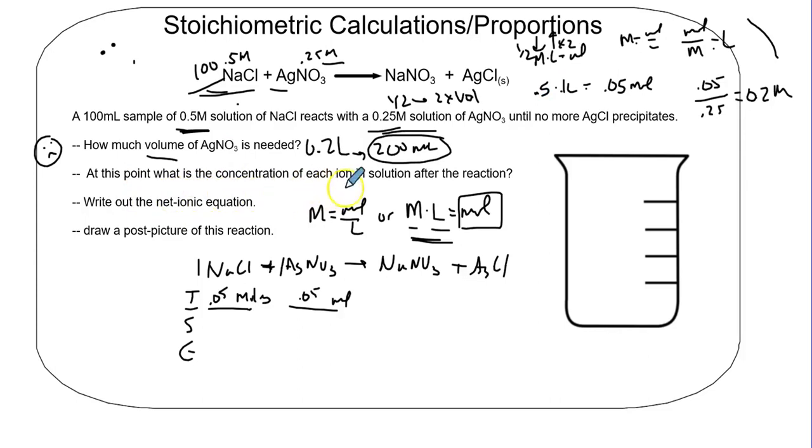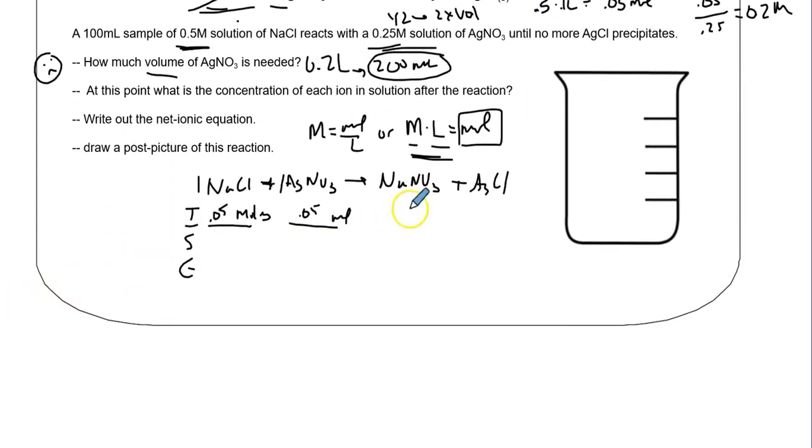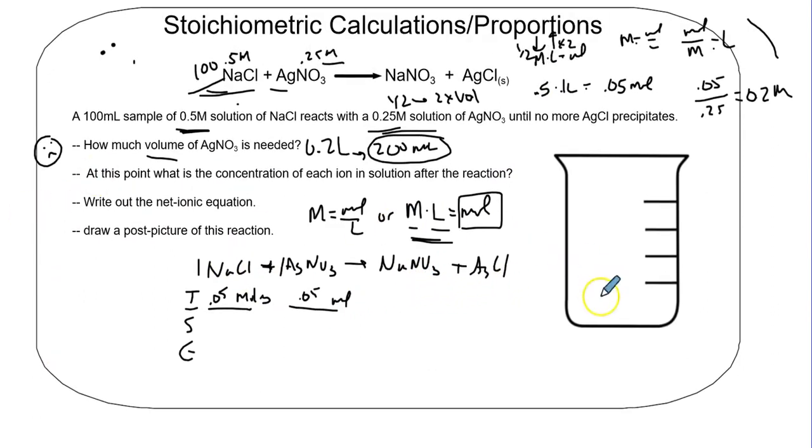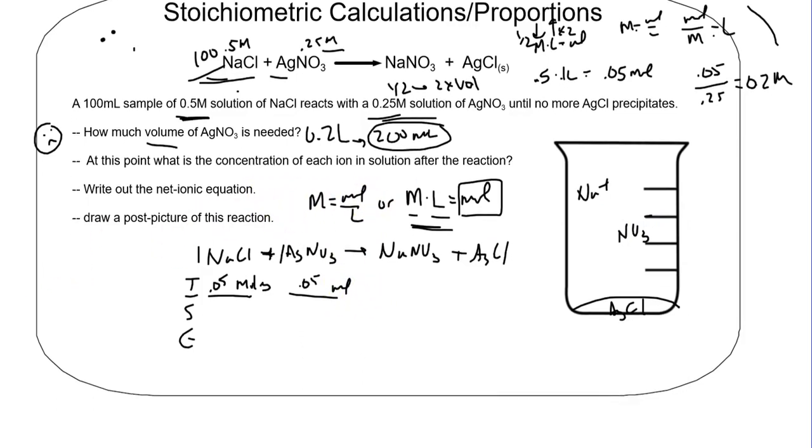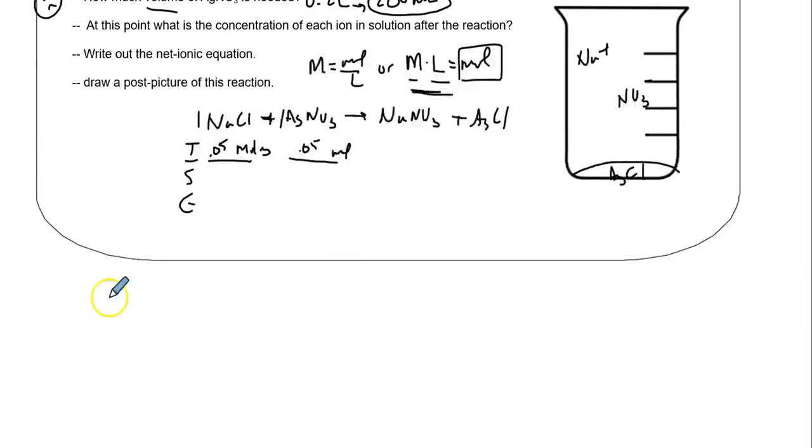At this point, what's the concentration of each ion in solution? In this situation, it wants us to draw a picture of it anyway, so let's draw it out here. I'm going to have some silver chloride, AgCl, on the bottom here. I'll have some sodium ions floating around and some nitrate ions floating around. And they want to know what the concentration of each ion is. So I'm going to do a before and after type situation.